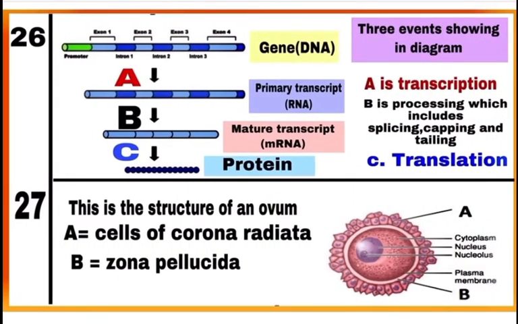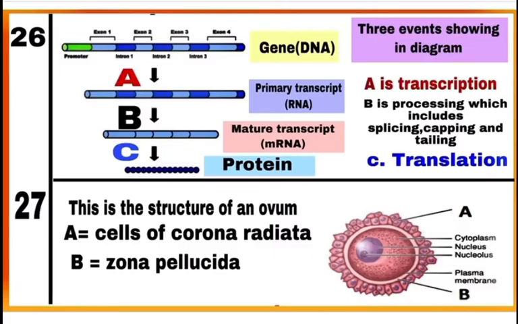26th. In this picture, you have to identify 3 events A, B, and C. A is transcription, where primary transcript RNA is formed from DNA. B is processing of primary transcript to mature transcript, which involves splicing, capping, and tailing. C is translation, where protein is formed from messenger RNA.